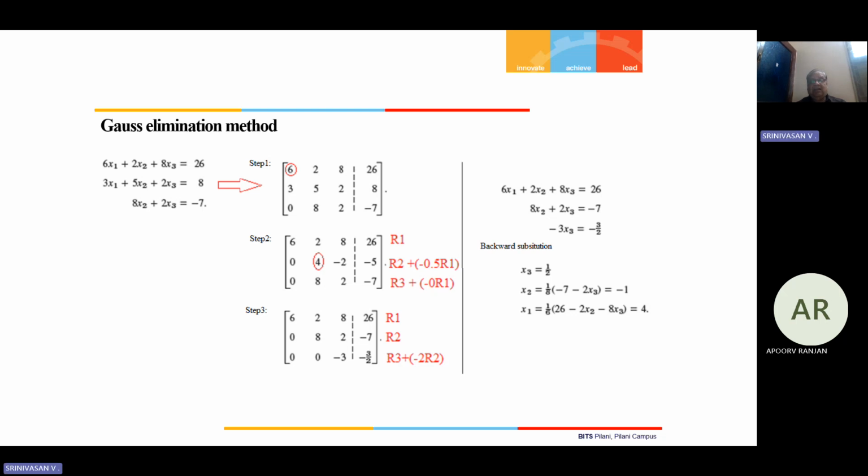So what will you get then? 6x2, 6x3 is equal to 3. Therefore, x2 is equal to... x3 is equal to half. Same thing. Is it right? So putting x2 equal to half in 8x1 plus 2x2 equal to -7, you get the x1 value. And then from this, after substituting values for x2 and x3, you get the x1 value. So this is what in general we do by the Gauss elimination method, in which we have a forward elimination and backward substitution.